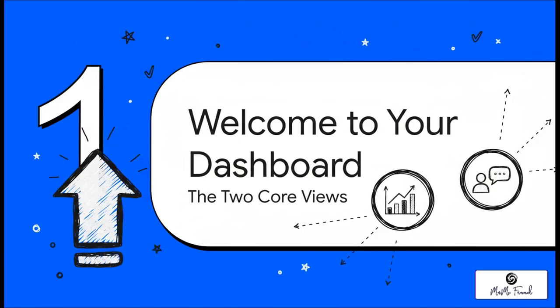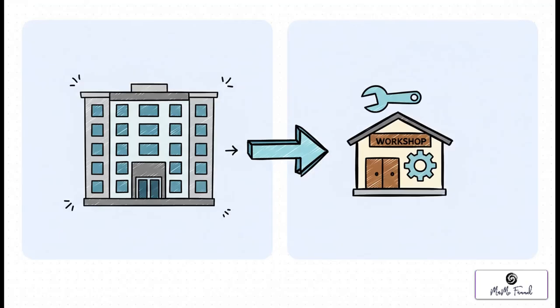When you log in, you're basically looking at 2 completely different worlds. Let's break down what they are and, more importantly, what you do in each one. I want you to think about it like this. The agency view, that's your main headquarters. It's the mission control for your entire business. And a sub-account, well, that's like a dedicated workshop for just one of your clients. You have one headquarters, and inside, you have different workshops.